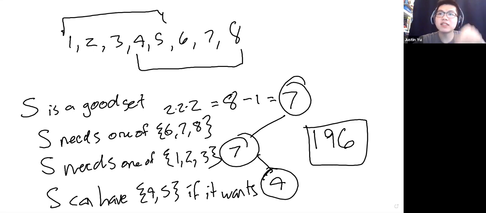What does "S is a good set" mean? It just means S satisfies the given condition. All right, it's not a subset of this, and it's not a subset of this.